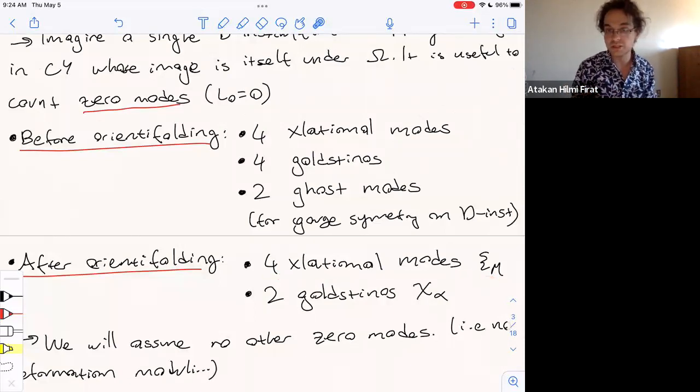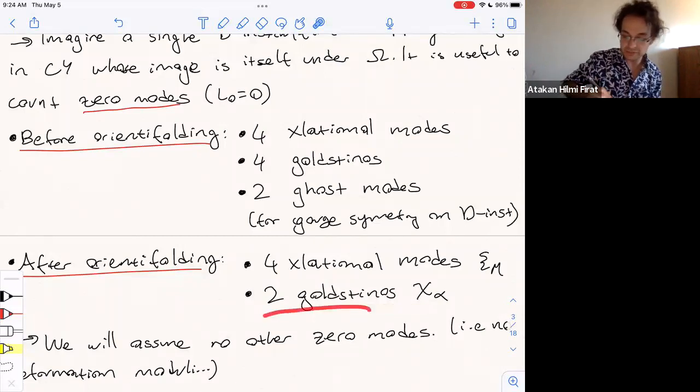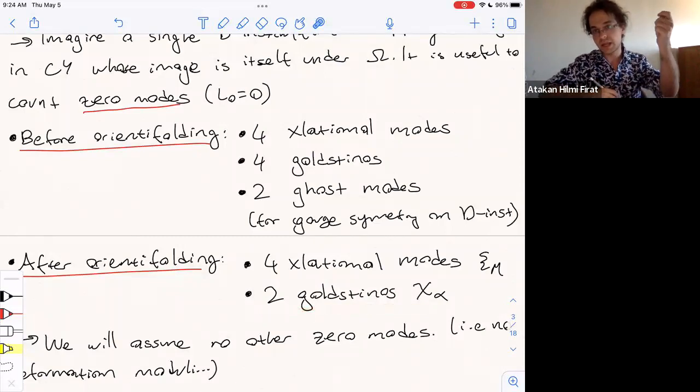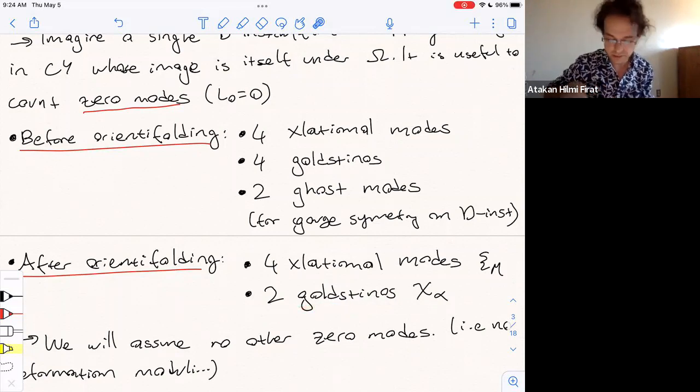The 4 translational modes are going to survive, and 2 Goldstinos are going to survive. This makes sense, right? Because we break the N=2 SUSY in D=4 to N=1. In D=4 now the instanton should break half of that symmetry, and you can see from the worldsheet that this is indeed the case.